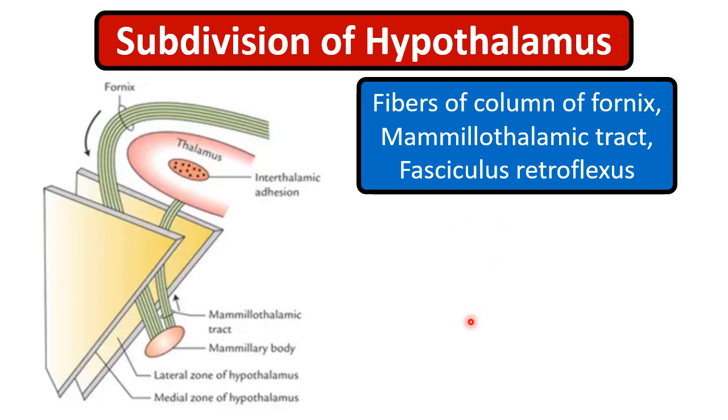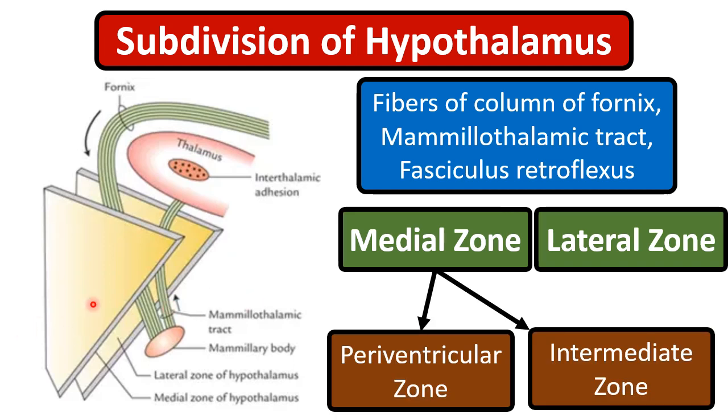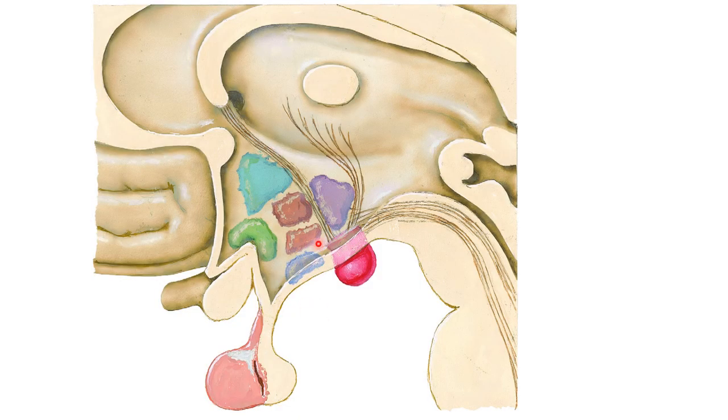Now moving to the fibers of the columns of the fornix, and also the mammillothalamic tract and the fasciculus retroflexus, these are separating the hypothalamus into two different areas. The medial zone is called the periventricular zone, and another part of the medial zone is called the intermediate zone. Now let us see the nuclei present in this hypothalamus, one by one.